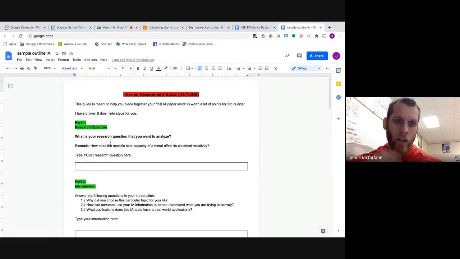So part one is, what is your research question that you want to analyze? I have an example here: How does the specific heat capacity of a metal affect its electrical resistivity?